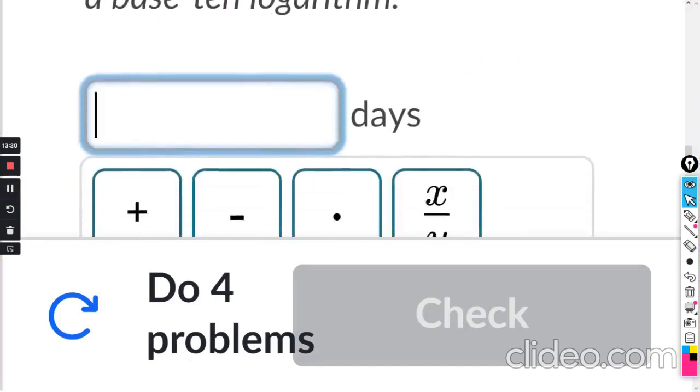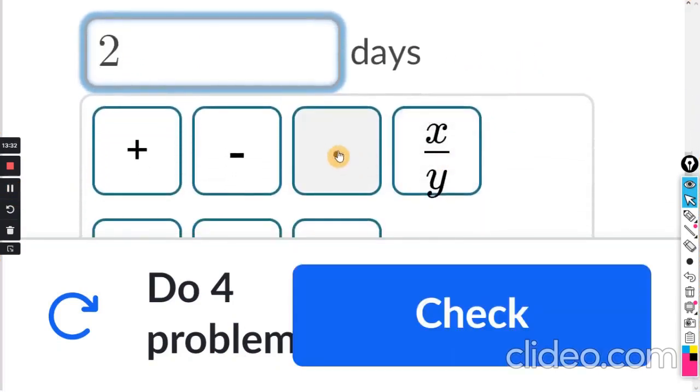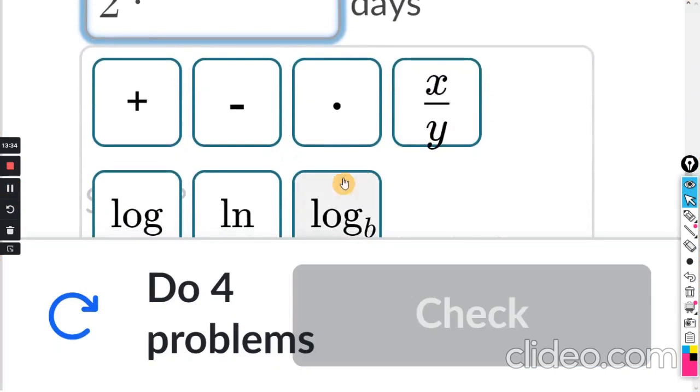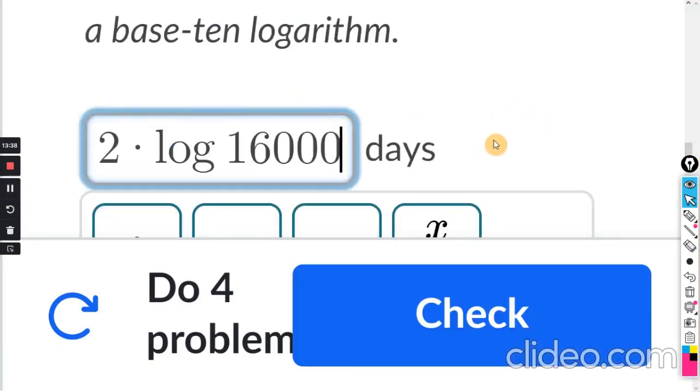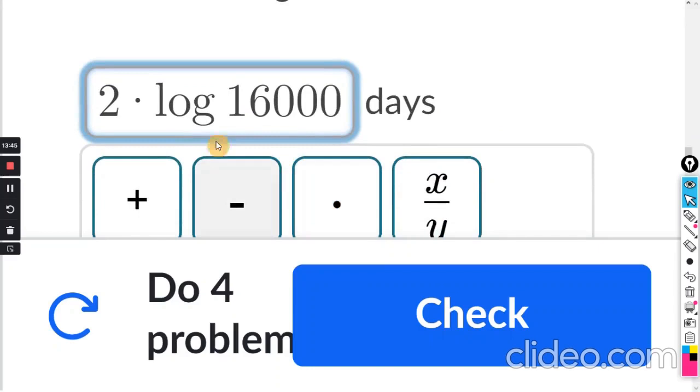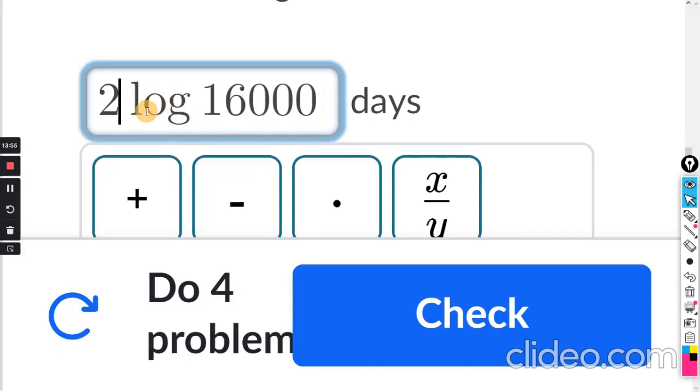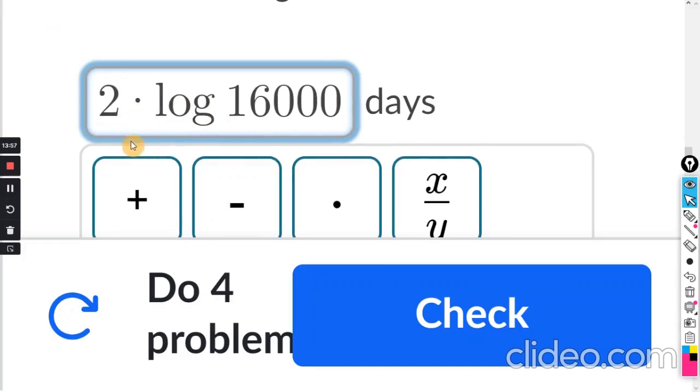All right, so it's going to be 2 times log of 16,000. All right, you can use parentheses on the 16,000 if you want, but you don't have to. And this little dot is times. You can probably use the asterisk also. That's shift 8. Let me see. If you did shift 8, oh, they still give you the dot. All right.